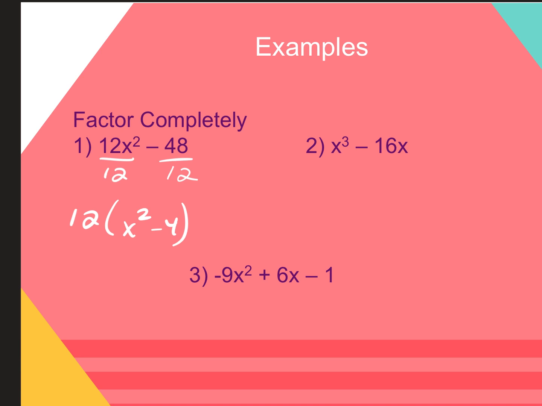Perfect. Now, if we stop there, have we factored completely? No. Because I'm now left with two terms. I took out the GCF. But is this the difference of perfect squares? Yes, x squared is a perfect square, 4 is a perfect square, there's a minus sign in the middle. So when we factor completely, this becomes 12 times x minus 2 and x plus 2.